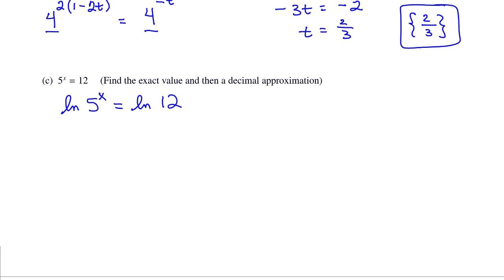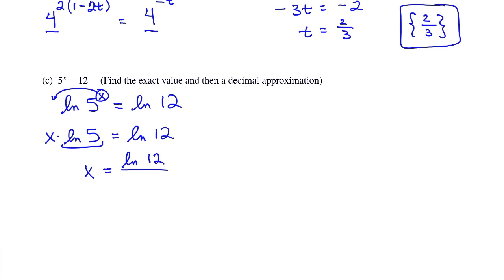Now recall we have this rule that says you can take the exponent on the argument and bring it down in front and multiply. So we're going to get x times natural log of 5 is equal to the natural log of 12. Divide both sides by this natural log of 5. That's one single number. So we get natural log of 12 divided by the natural log of 5. And that is an exact answer.